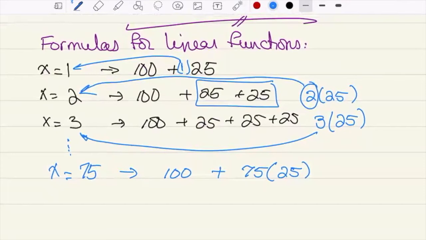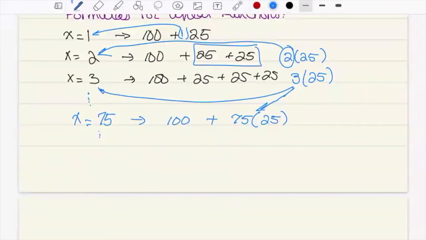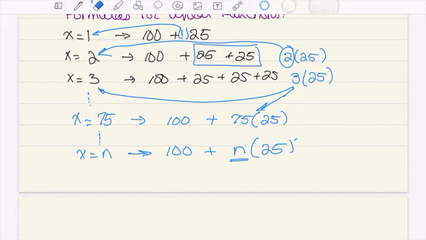When I ask a question, you can pause the video and try it out. So now, when we said, let's assume x equals n. So if x equals n, then what would we have? 100 plus n times 25. So what do you see right here?